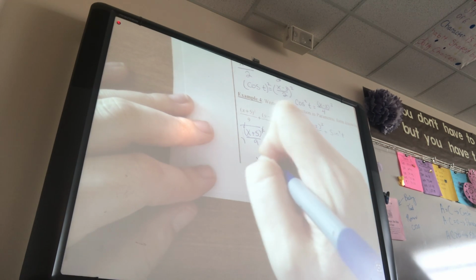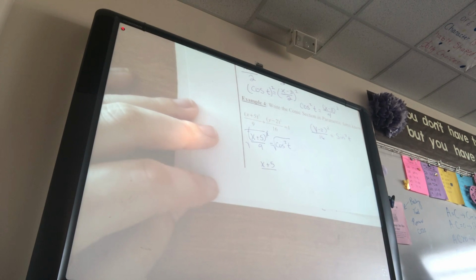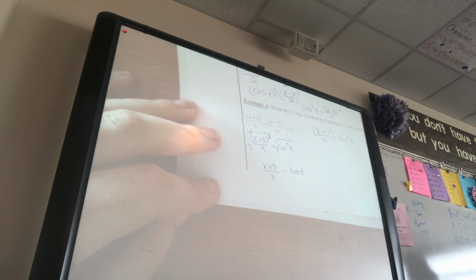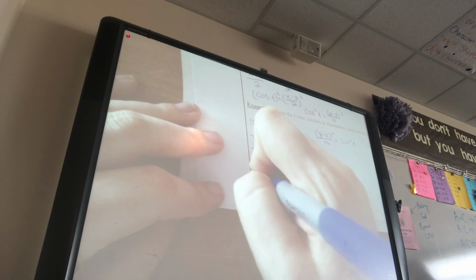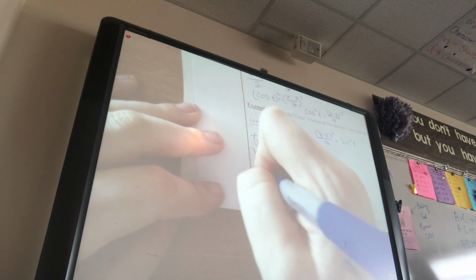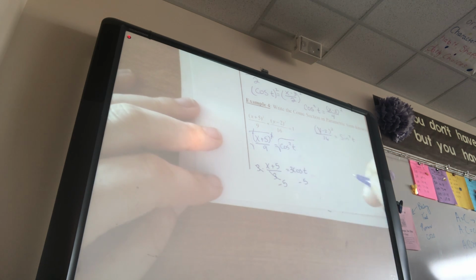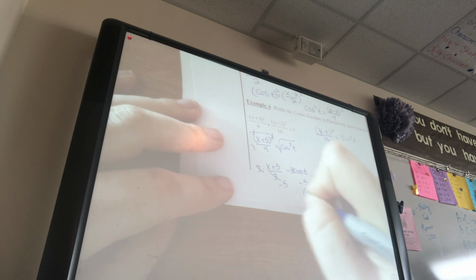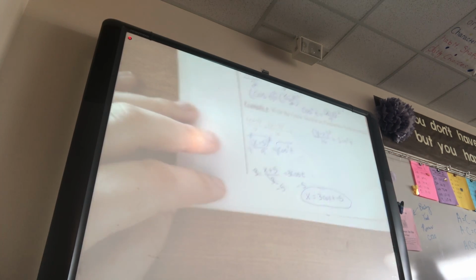So I have (x plus 5) over, careful, what goes on bottom? 3, right? The square root of 9 is 3. And over here I just have a normal cosine t. Multiply both sides by 3. Final step, subtract 5. So x is equal to 3 cosine t minus 5. There is the x coordinate in parametric form.